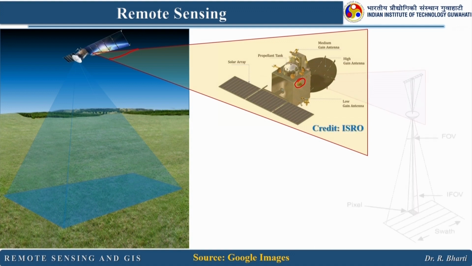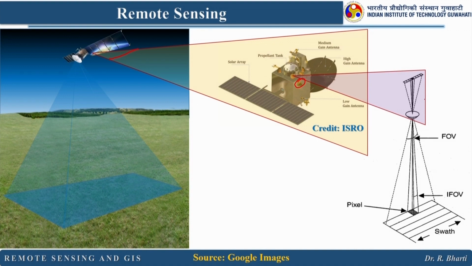If you see the next enhanced, or zoomed, version, here you can see there is an array of detectors which are sensitive in a particular wavelength region, and one detector is looking at only one pixel. Remember, in the image I told you one pixel is basically a square box. That is generated or acquired by a single detector. Now this angle, which is actually capable of generating an image, is called IFOV, and FOV is for the whole image.